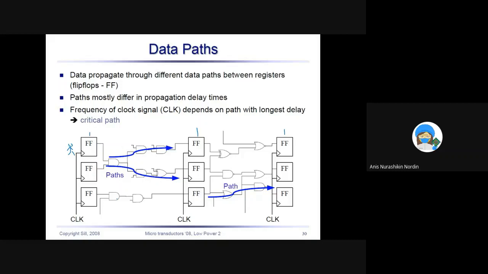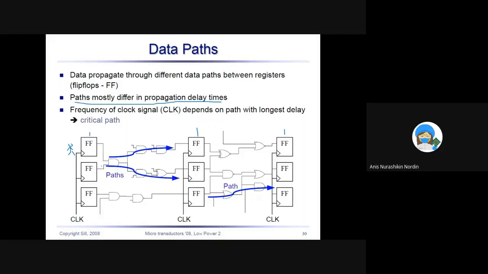So the data will propagate through different data paths between registers or between flip-flops. The paths will mostly differ in propagation delay time. So you see this one has to go through 1, 2, 3 gates. This one has to go through 1, 2, 3, but this one is an XOR. XOR usually comprises more than one gate. And this one has only 2 gates and is very simple, so it's going to arrive the fastest, right? So maybe this one is going to be the critical path. So you know that you have to give it more VDD.